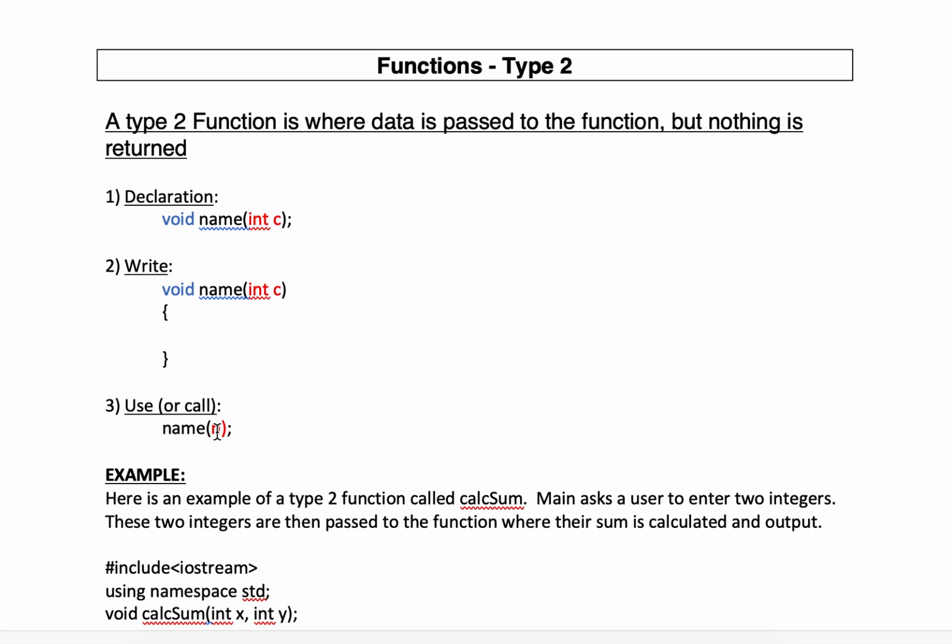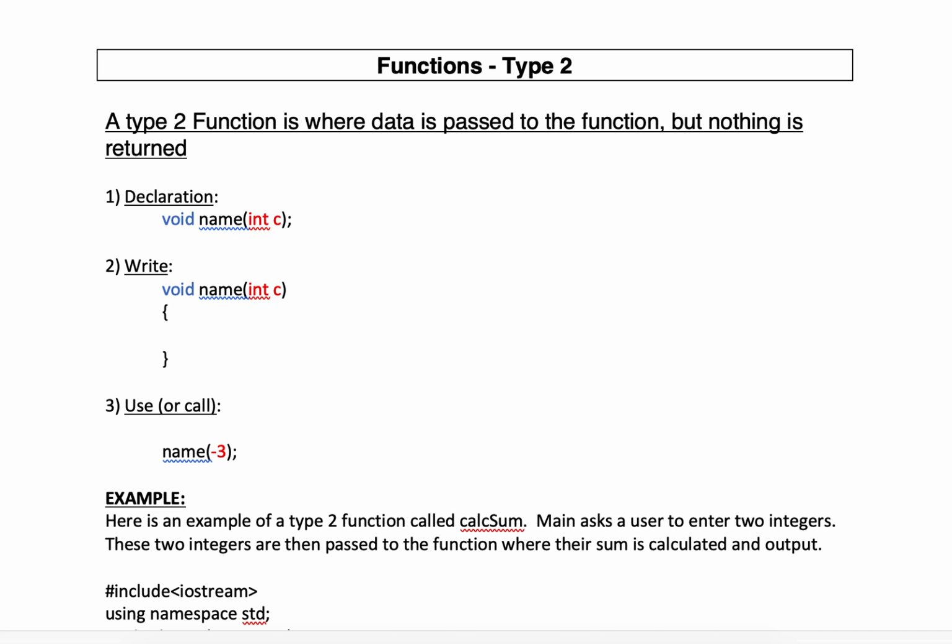either an integer itself, a constant, that'll work because I'm sending it an integer. Or I can send it a -3, an integer. Or I can send it a variable that's an integer. So now I'm sending it m, or in this case I'm sending it 8.